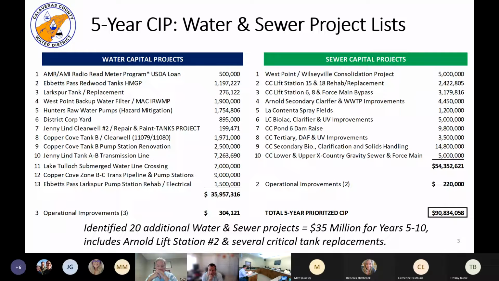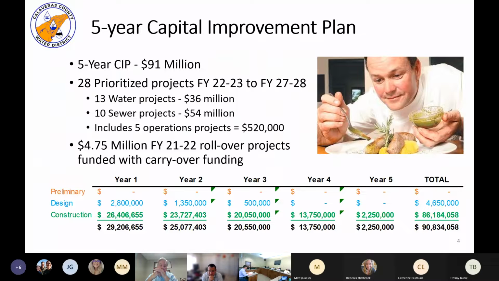Moving to slide 4, this provides a quick snapshot, again just a summary of all of the projects: the total CIP amount, the amount of the water projects, the amount of the wastewater projects, and then the anticipated expenditures by year. And tables 2 and 3 in this staff report provide a graphical presentation of the schedule for these projects.